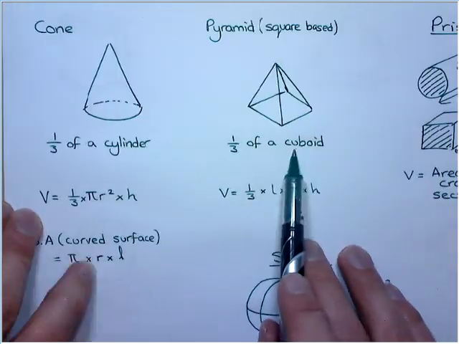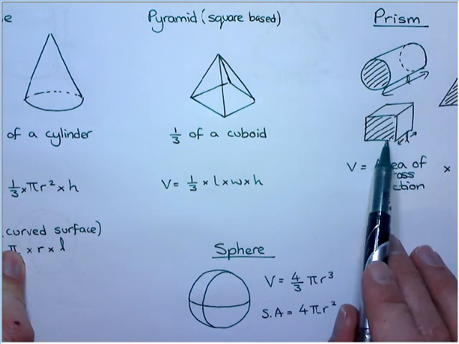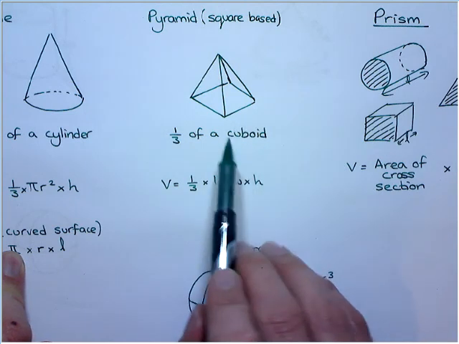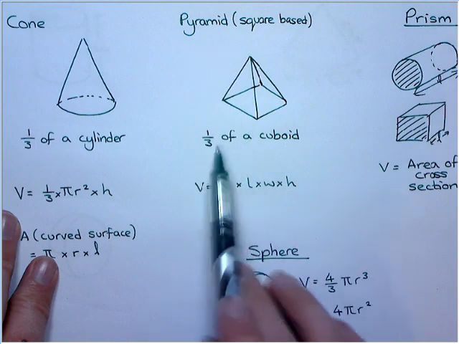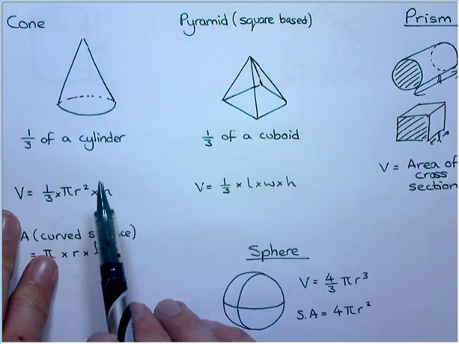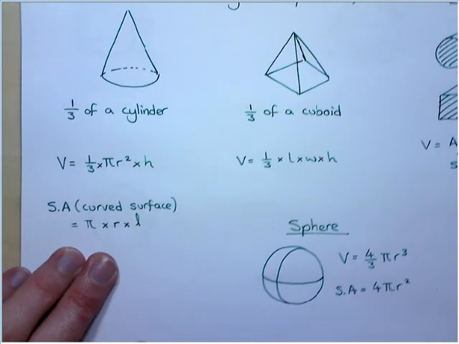Same with a cuboid. If you have a cuboid like this, and you find the volume, so length times width times height, and a third of it, you get your pyramid. So that's how I remember. A pyramid is a third of a cone. Sorry, a pyramid is a third of a cuboid, and a cone is a third of a cylinder. But you are given them, so you don't need to remember them.